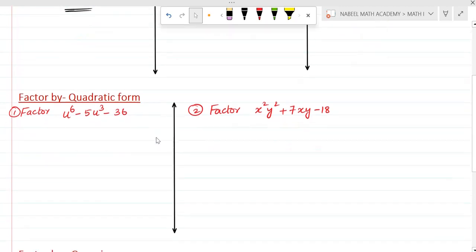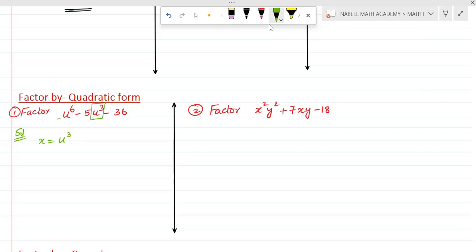The next one is the quadratic form, factor by the quadratic form. In this case we have x power 6. We don't have a formula for x power 6. Whenever you have power more than 3, special factoring you can do it, but here it is x power 3. So I will take this part as u, or another variable, so that you convert it. I will take x equal u power 3.